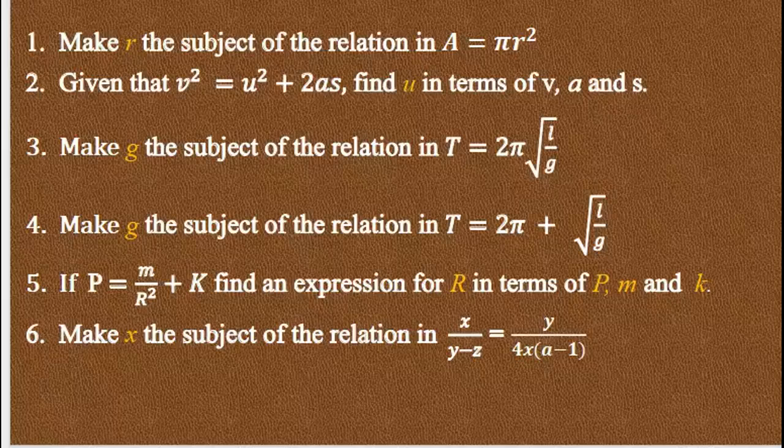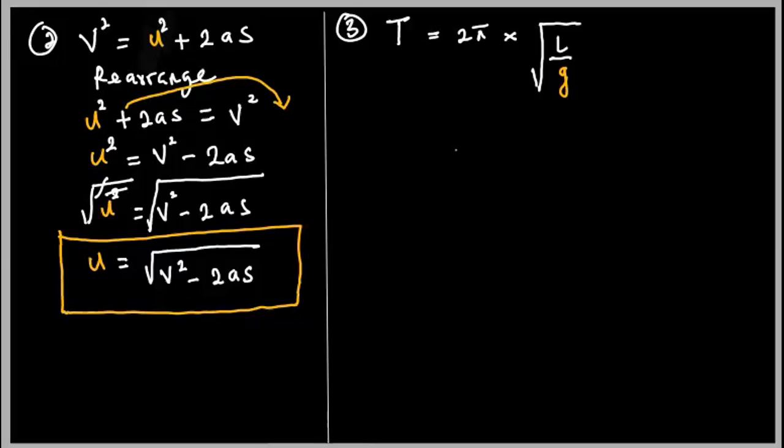So let's look at this particular question here. Make G the subject of the formula of the relation T equals 2 pi times the square root of L over G. Since there is no sign between 2 pi and the square root, it means that they are multiplying. So we have it here.